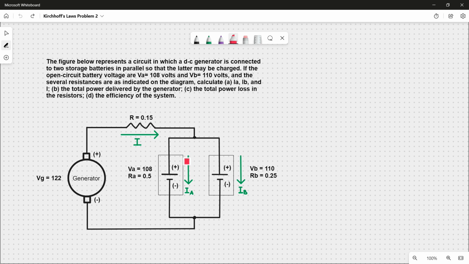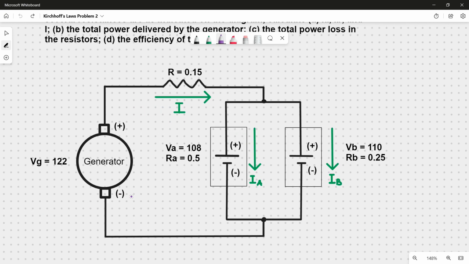As you can notice, the currents of the two batteries are not flowing out of the positive polarity. It's going the other way because it says in the problem that the DC generator is charging these two batteries. First of all, let's label some things and identify the node we're going to work on. Since the current is entering this part of the resistor, it has a potential rise, making it positive, and the other side negative.